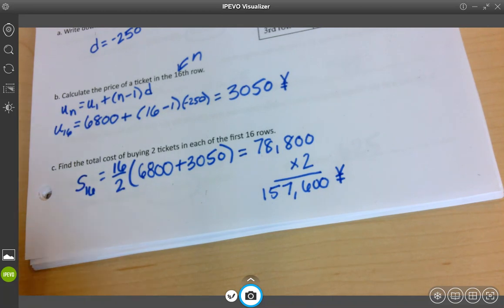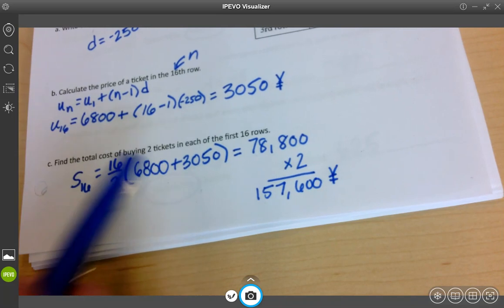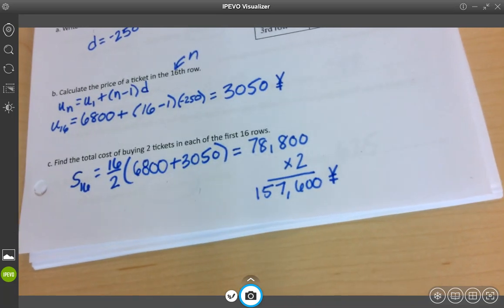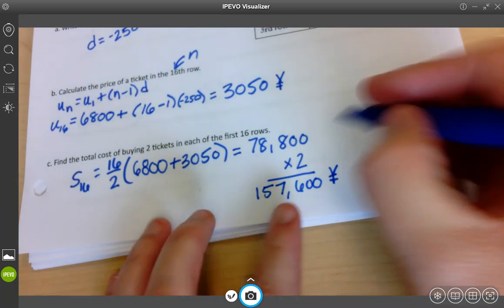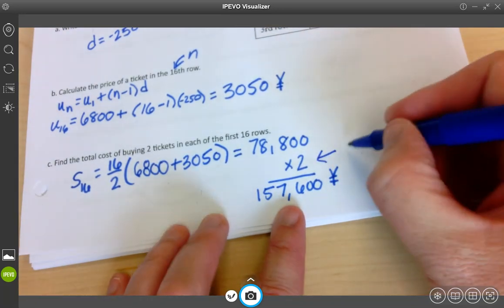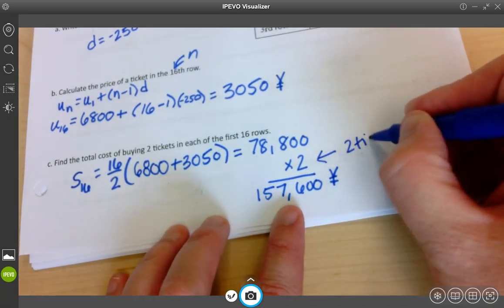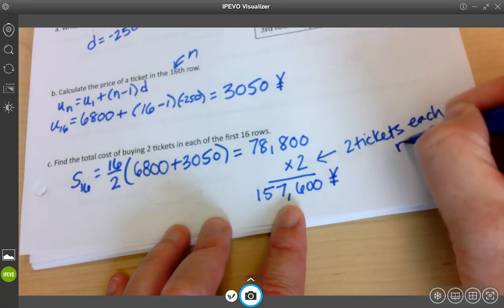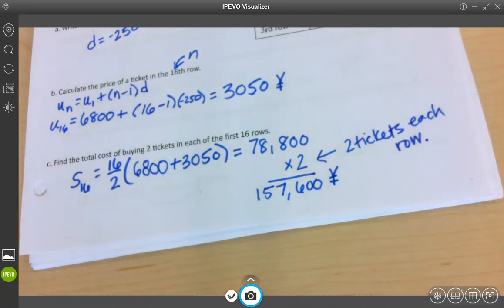It says 2 what? Yeah, so if we were just buying 1 from each row, we would just add them up. But because we're buying 2 tickets from each row, we had to times 2. All right, when you're done, turn the page.